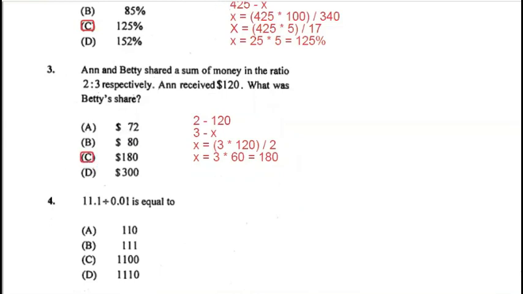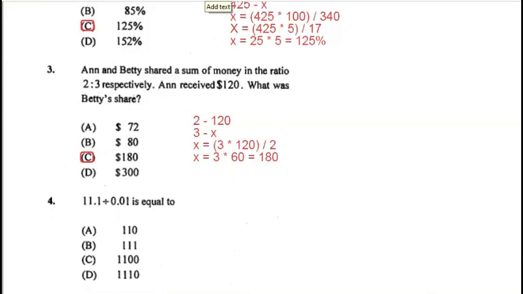You can also look at it where if Anne's share is $120, simple division, find out how many dollars is attached to one share. So it will be 120 divided by 2 to give you 60, and then you just multiply that 60 by 3 to find out Betty's share.